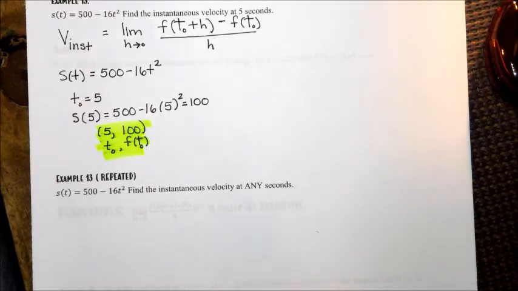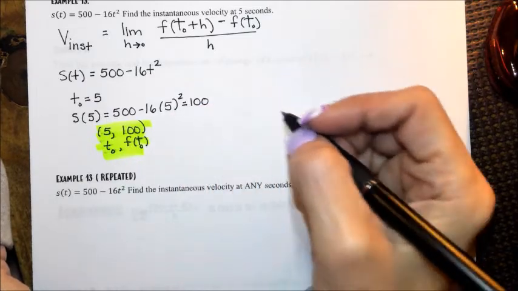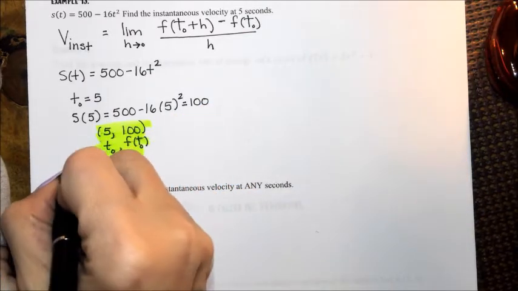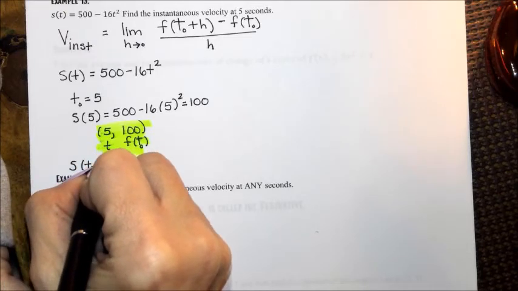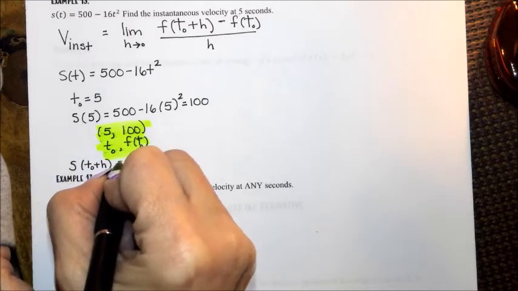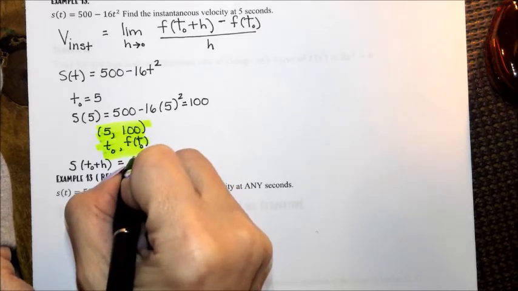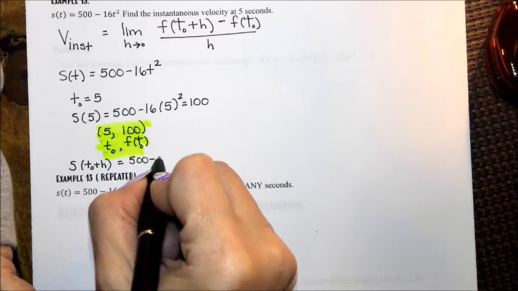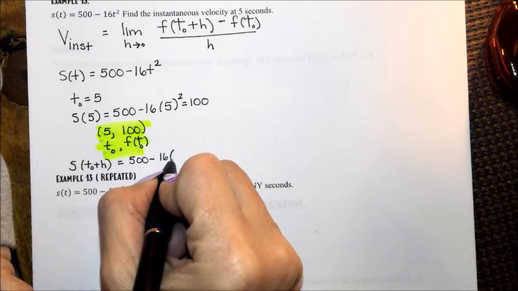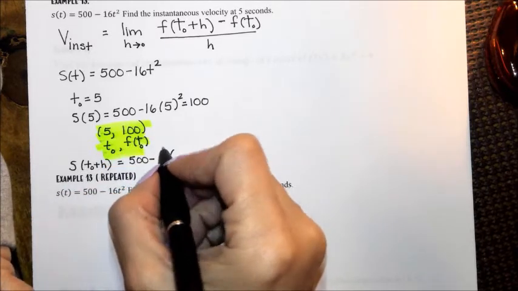Now we need to do a little bit beyond t, a little bit beyond 5, right? So I'm trying to see how much room I'm going to need. Oh, I'm running out of room. So we need to do s of t naught plus a little bit. Well, that's going to be, y'all are probably already regretting this, 500 minus 16 times, yeah, that right there.